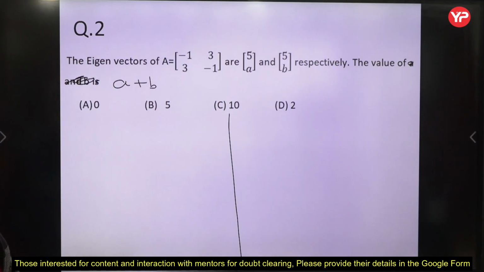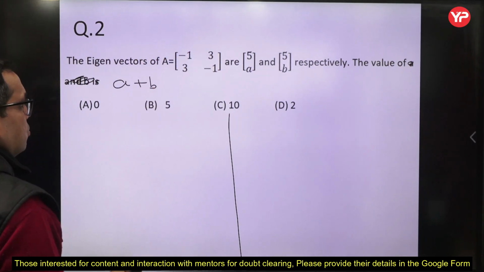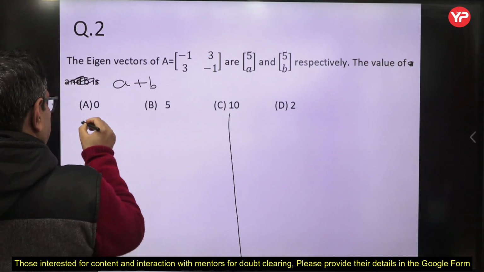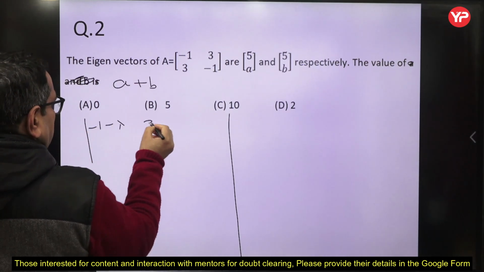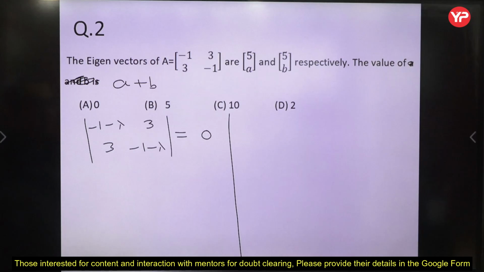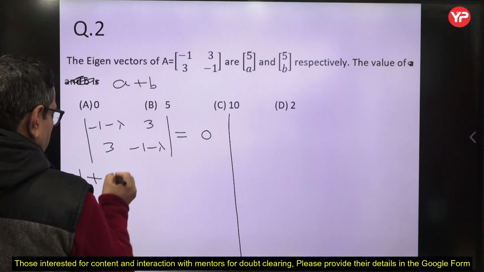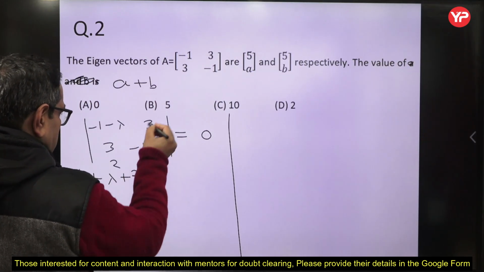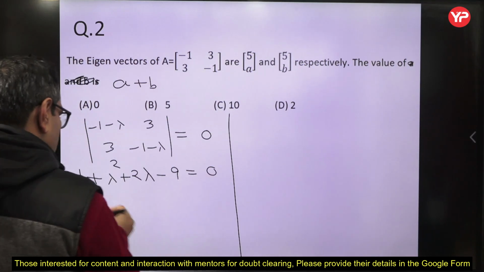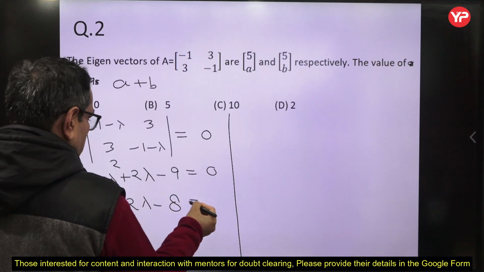To compute the eigenvectors, we need the eigenvalues first. The characteristic equation of this matrix A can be written as the determinant of the matrix with entries minus 1 minus lambda, 3, 3, minus 1 minus lambda, equal to 0. The determinant of A minus lambda I equal to 0 is called the characteristic equation. If we multiply these two, it is 1 plus lambda square plus 2 lambda minus 9 equal to 0. So we are getting lambda square plus 2 lambda minus 8 equal to 0.